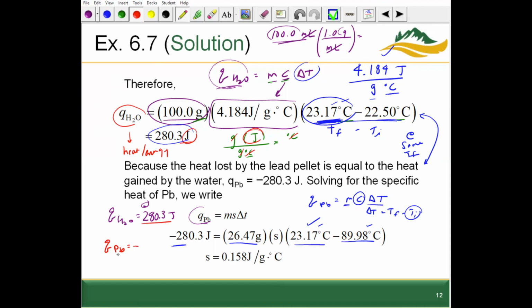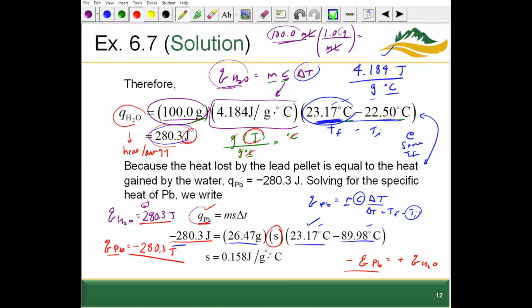That's why Q of lead, the heat of lead, is the negative version of this number. It's the negative value. So 280.3 joules, negative 280.3 joules. Water is gaining heat, lead is losing heat. Whatever heat water is gaining is being lost by the lead. Therefore, we equate the negative heat of lead to the positive heat gained by water. So then Q of Pb, or the heat of lead, is now negative 280.3 joules.